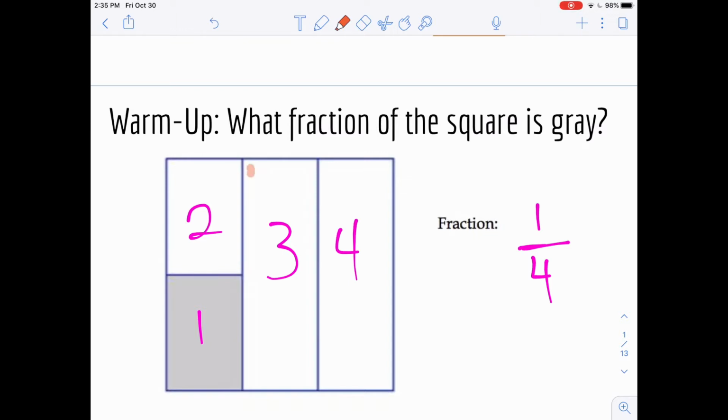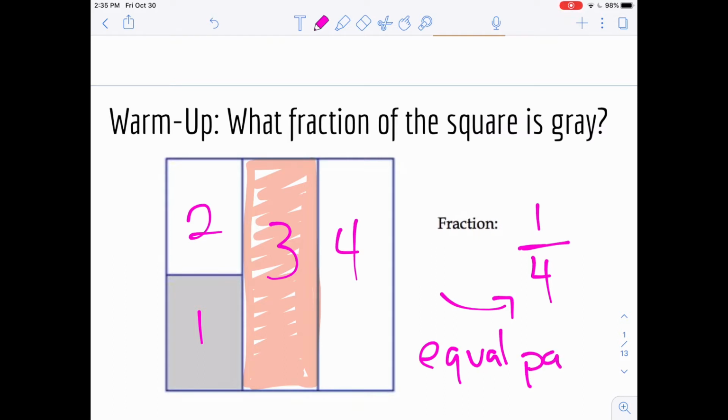It's that this third part here, and the fourth part, but this third part is way bigger, has a larger area than the first part. Denominators in fractions must have equal parts. And in this picture, we don't have equal parts.